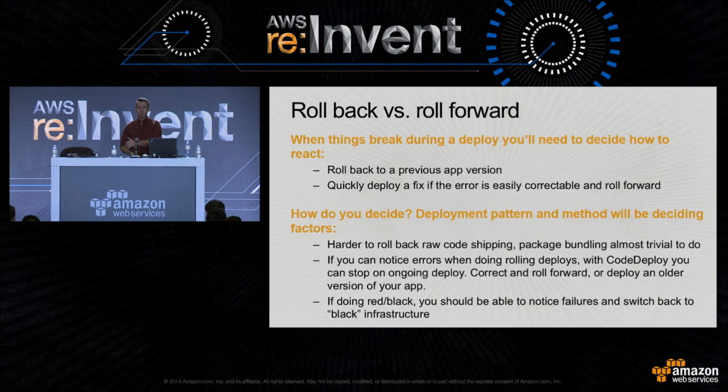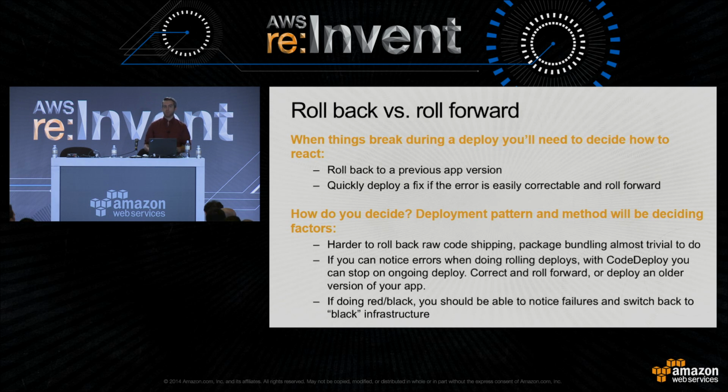When things do break, you obviously have to think a little bit about whether you're going to roll back or roll forward and what that process might look like for you. Are you going to roll back to a previous app version, or do you have the ability to quickly figure out what broke, fix it in your code, get it through CI, get it through whatever environments it needs to, and push it out to production?